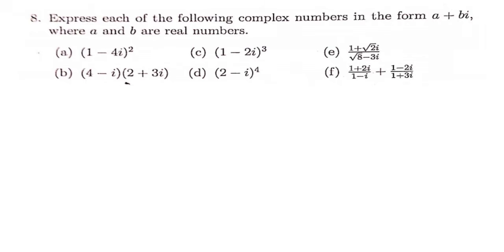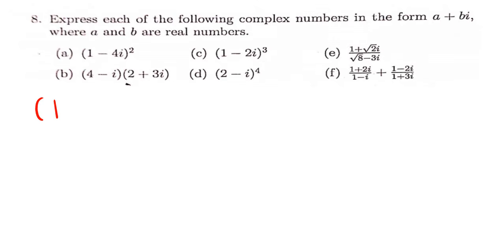Okay, so we come to question number 8. Now express each of the following complex numbers in the form a plus bi, where a and b are real numbers. Okay, so this is an interesting question. Now we've transitioned to us expressing in a and ib or bi. These are what we call complex numbers. Okay, so let's review complex numbers.